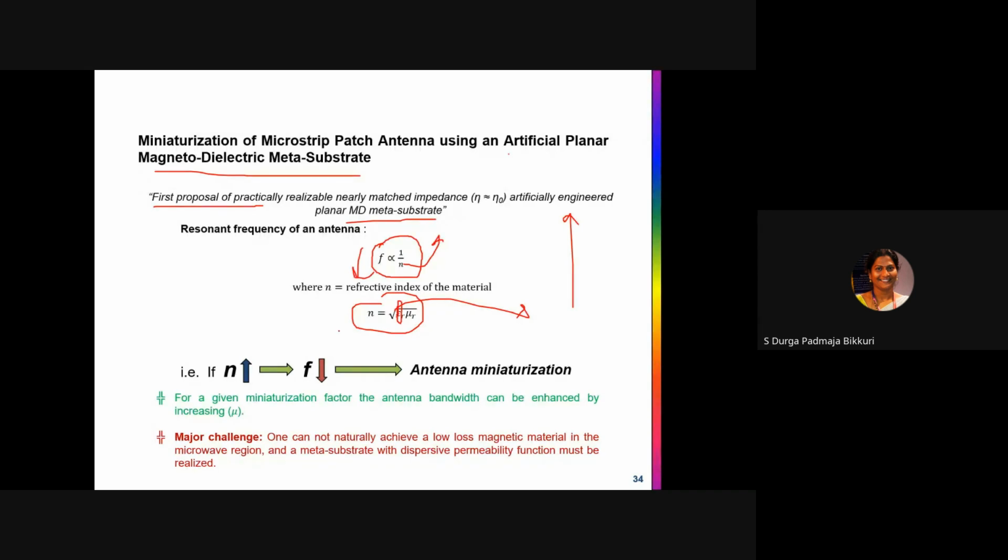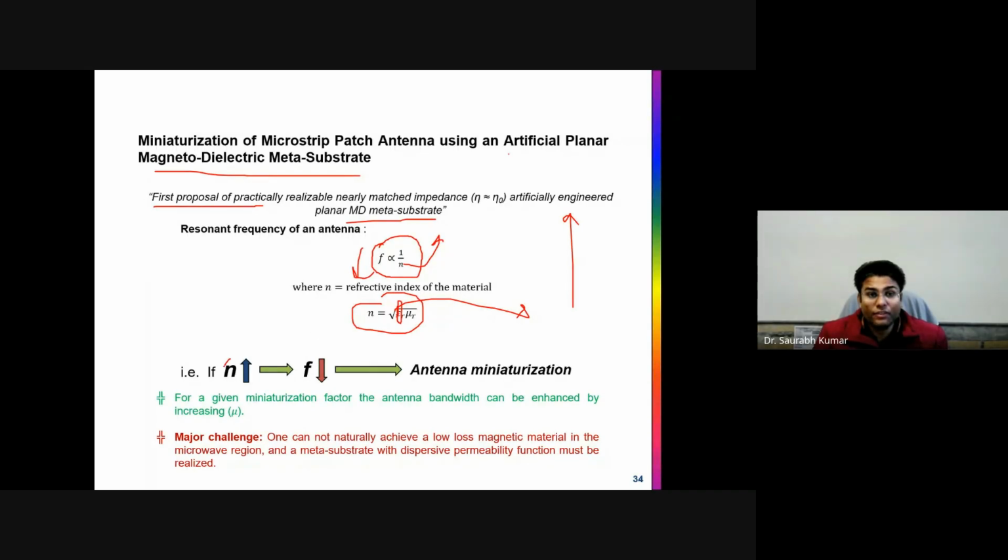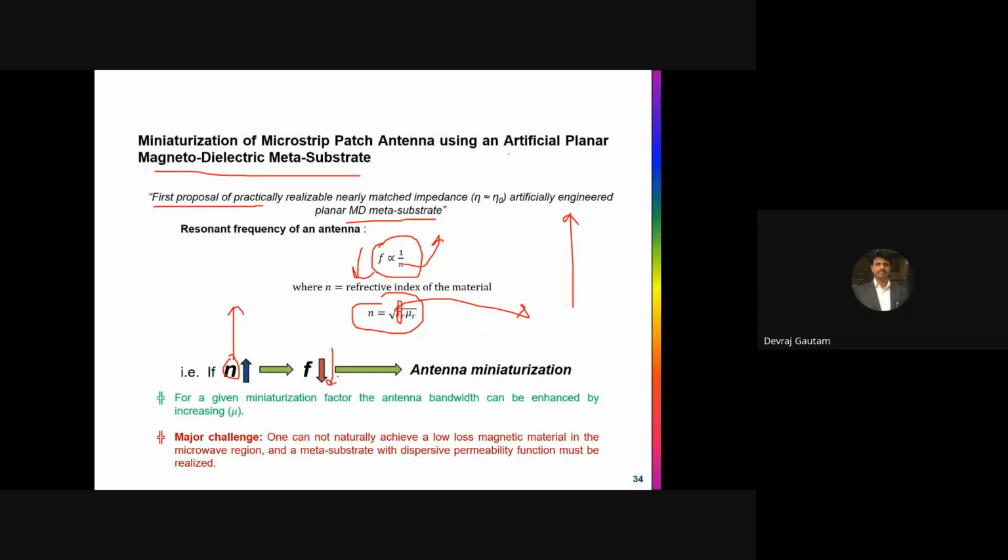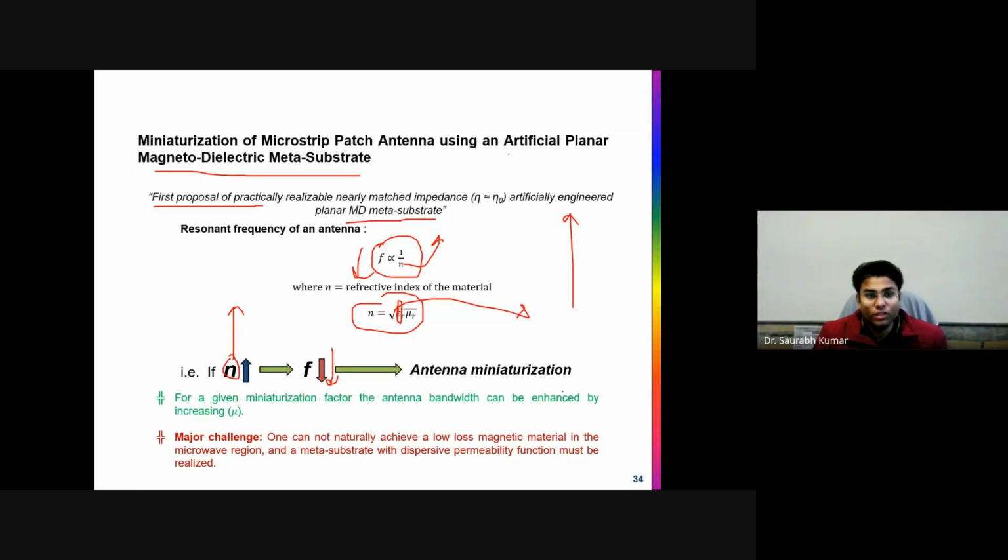So if N is increased, your resonance frequency is reduced. For a given miniaturization factor, if someone wants N to reduce this much in the F, one can achieve the miniaturization by, instead of increasing epsilon, increasing mu. But the problem is you do not naturally have high permeability materials.